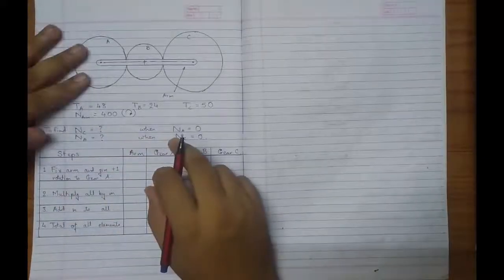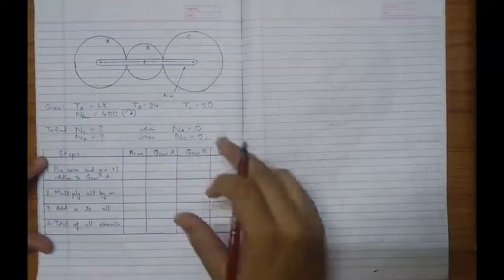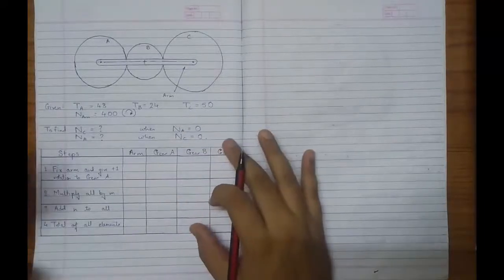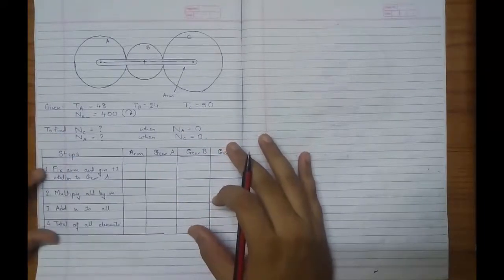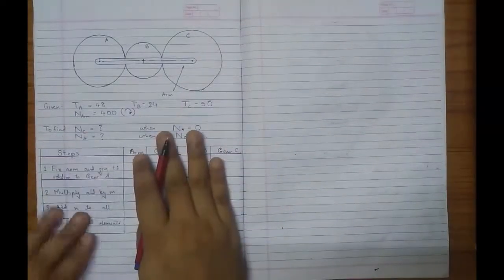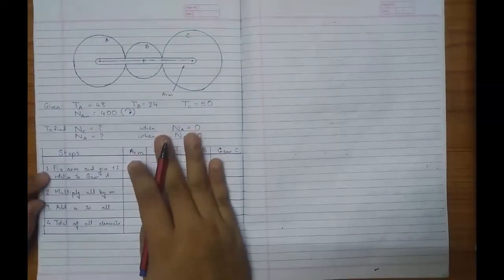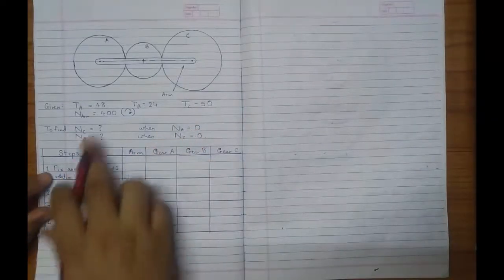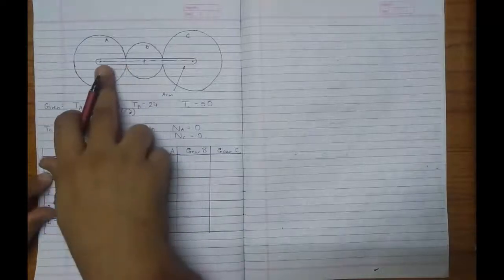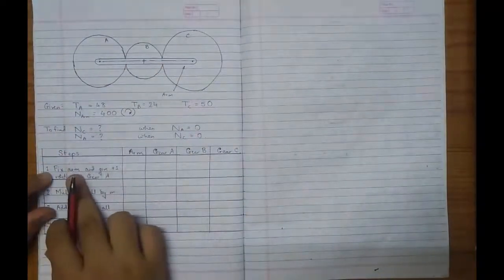The next step whenever you are solving an epicyclic gear train is to draw this table. I have explained the table to you in the previous video, but again I will explain it once again. The table basically consists first of the steps. The steps are always fixed. These steps are never going to change. The first step is to fix the arm. Every epicyclic gear train will have at least one arm. What you have to do is fix the arm.